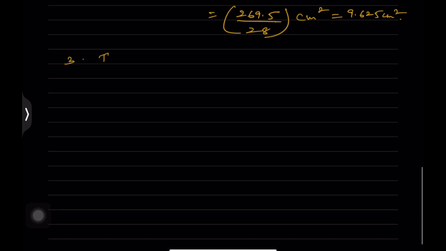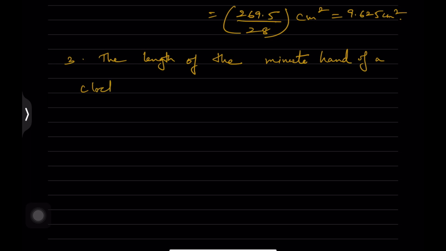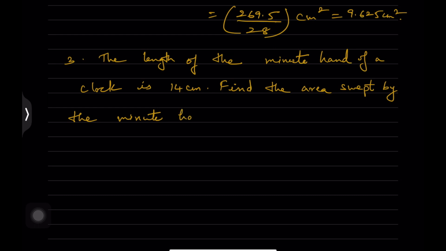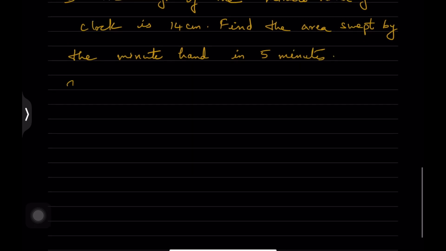Next, third one. The length of the minute hand of a clock is 14 centimeters. Find the area swept by the minute hand in 5 minutes. So solution.